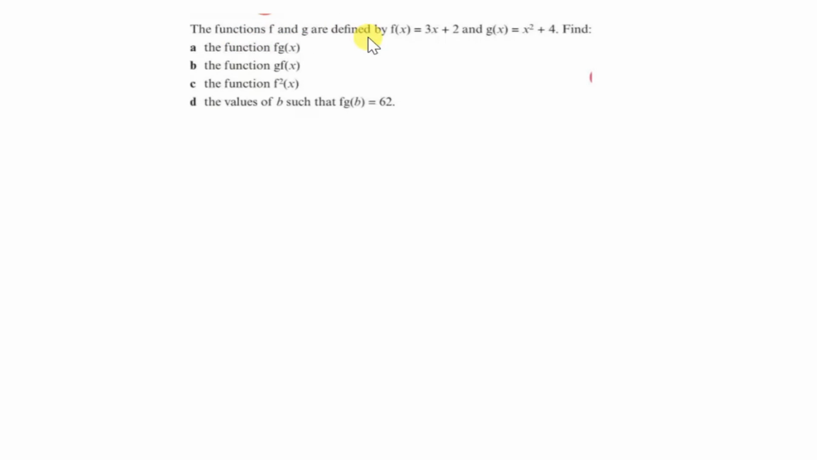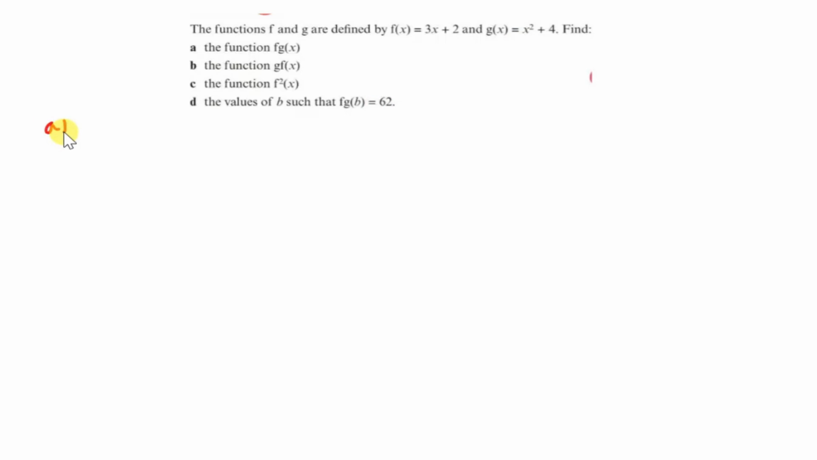So we're given the functions f and g. f of x is 3x plus 2 and the function for g is x squared plus 4. We need to find the composite function fg of x. So remember what I said, we apply the g first and then we worry about the f afterwards. So we've got g as x squared plus 4, and now we have to apply that into the f. So in other words, wherever there's an x in the function of f, we replace it with the function we have for g.